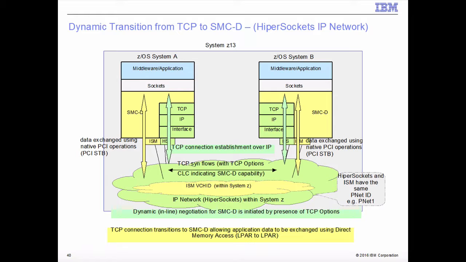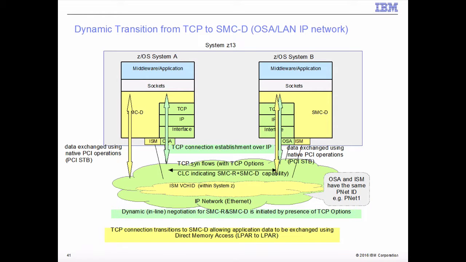Now, if you look at the next chart, you'll see the same example for an OSA network. Now the network is outside of the z13. It's an external LAN. And instead of using a HiperSockets NIC, we're using an OSA NIC. We're using TCP/IP to connect. Once again, we'll negotiate, and we'll find out we're using an Ethernet network. We're both enabled for SMC-D, and it turns out we're still on the same machine. So we could, again, switch out to use SMC-D using the ISM fabric.